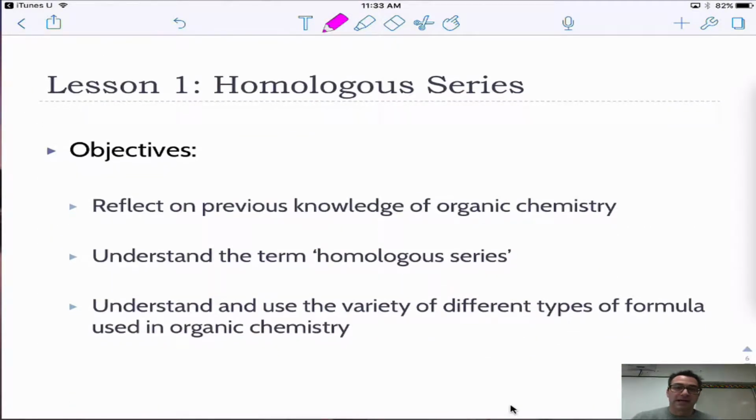And we're going to talk about first formulas for those homologous series. So some of the objectives that you need to know for the homologous series is what the term actually means. And in Regents chemistry, what we saw was that homologous series would refer to the alkanes, the alkenes, the alkynes.